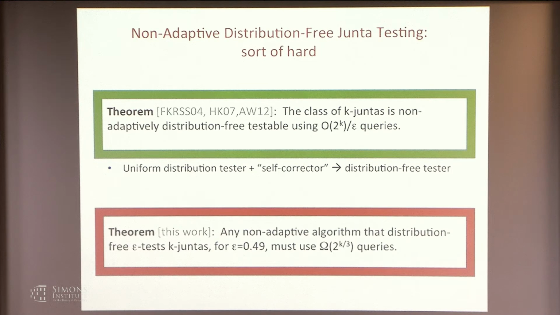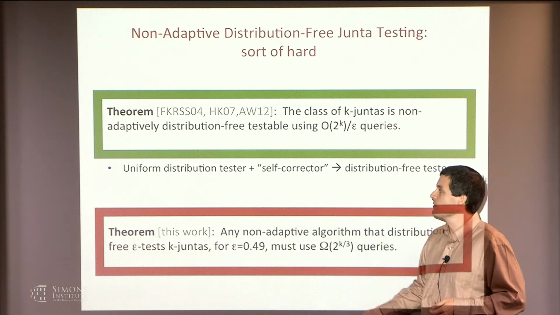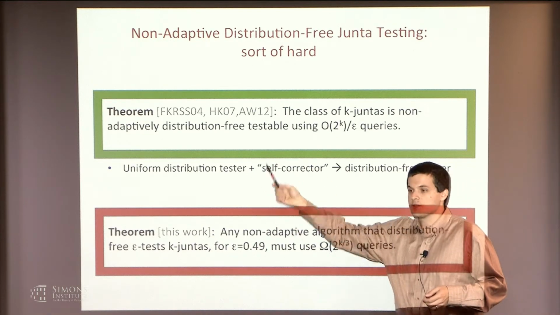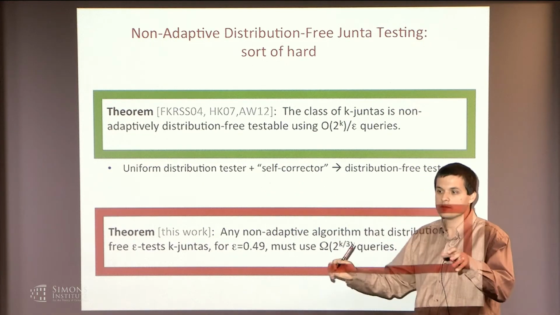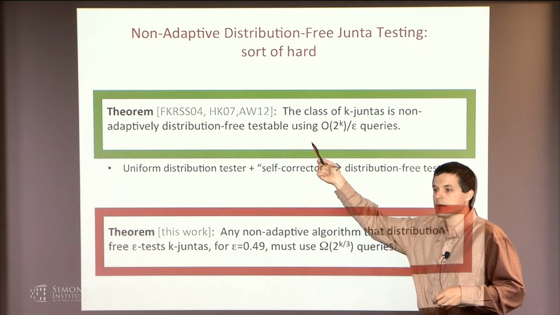So the first result in this talk is a lower bound for non-adaptive distribution-free testers. If you want to test even to some very coarse... You have a line there before this new theorem explaining the old theorem. Oh, you take the fact that Juntas have self-correctors, and you take the fact that there's a uniform distribution tester for Juntas. A two-line argument gives you this theorem.